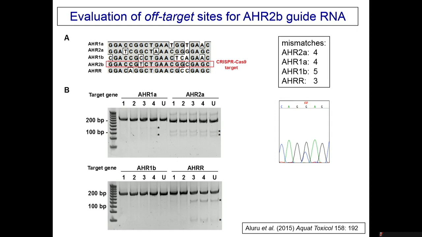We did see some evidence for mismatches, but these occur in the uninjected embryos in addition to the injected embryos. And when we sequence these, we find that they correspond to known SNPs in the killifish genome. So we saw no evidence for detectable off-target effects at these related AHR loci in these fish.